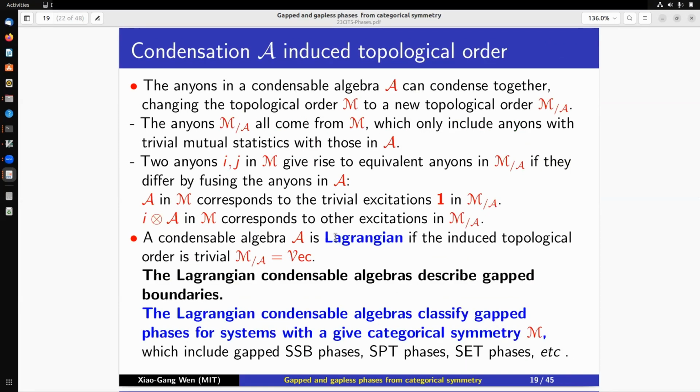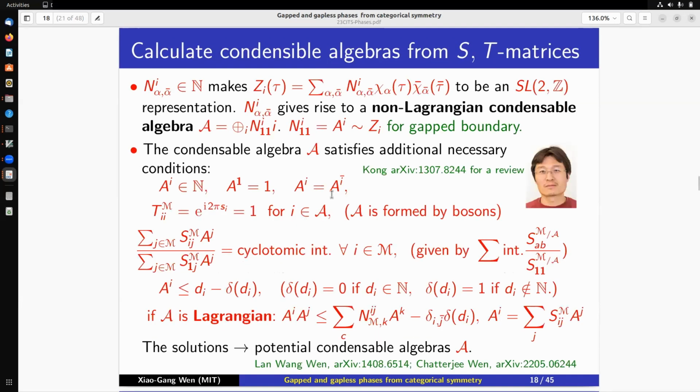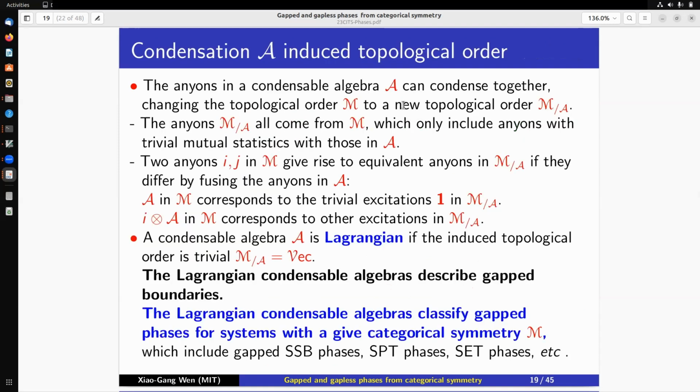Okay. So from here, to understand this gapless state, as I mentioned, if this condensable algebra is not maximum, is a non-maximum, then the boundary must be gapless. To understand this gapless state, it's better to consider the following thing: this so-called condensation A induced topological order.